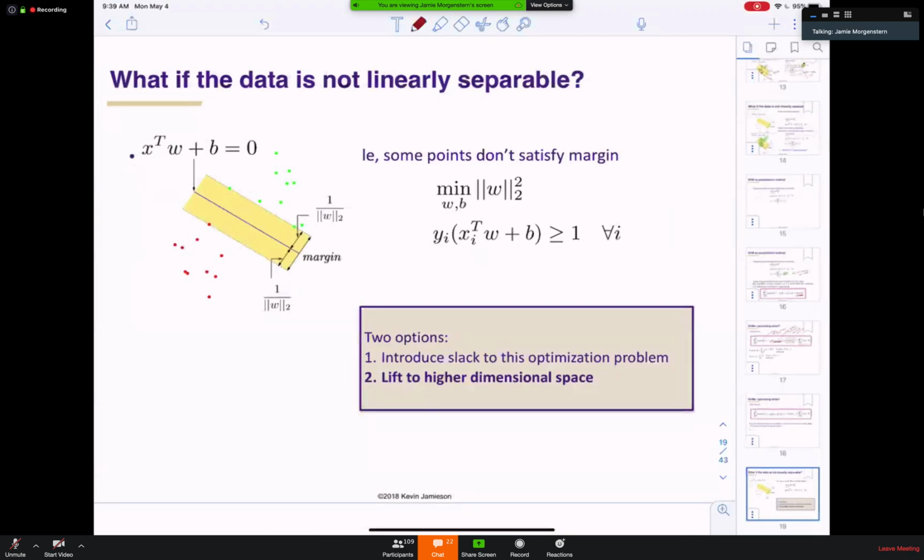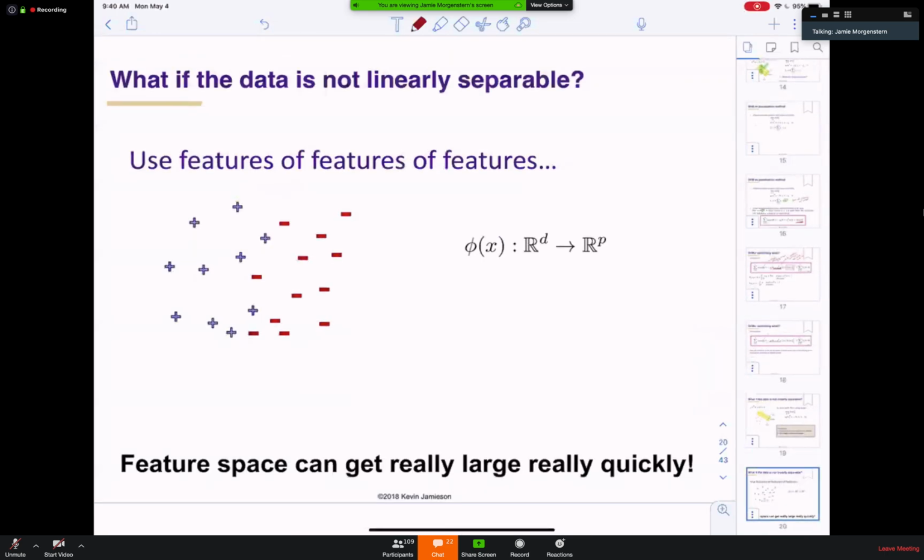Okay. So we talked about one way of dealing with data for which there doesn't exist a separating hyperplane, by introducing slack into the optimization and then trying to minimize the amount of violation on average across the data points we have. The other approach we'll talk about today is something we talked about before, which is lifting our data to some higher dimensional space.